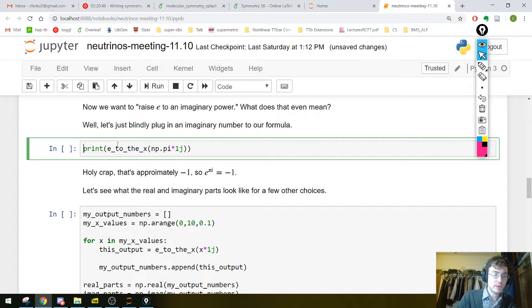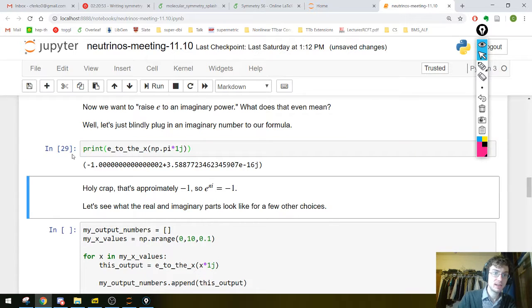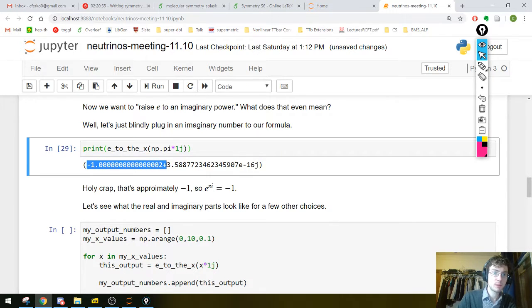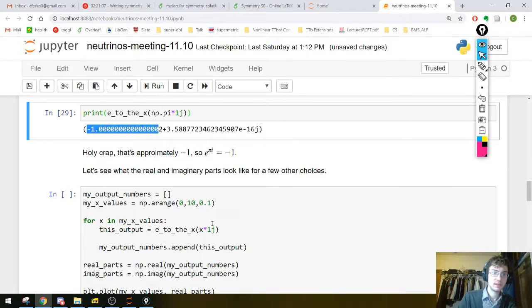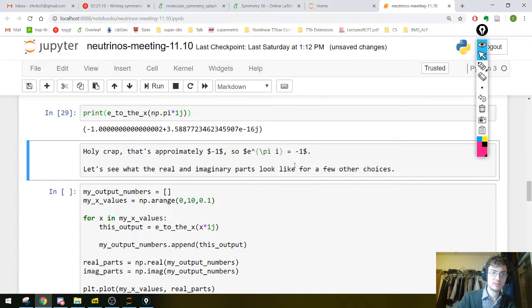Okay, so let's raise e to the power of an imaginary number, pi times i, using our function. Bam. It's minus 1 up to a small rounding error. What's the rounding error? It's roughly 3 times 10 to the minus 16. That's very close to 0. That's a very small number. So the second part is basically nothing. It's almost exactly minus 1. So that's back to this nice formula: e to the pi i equals minus 1.